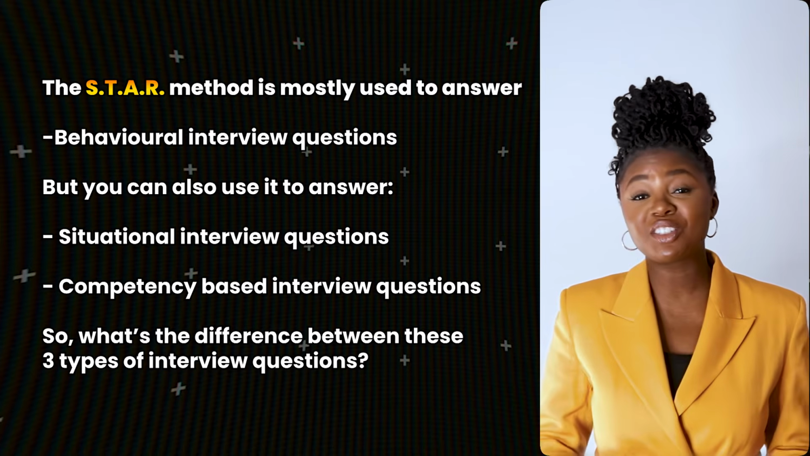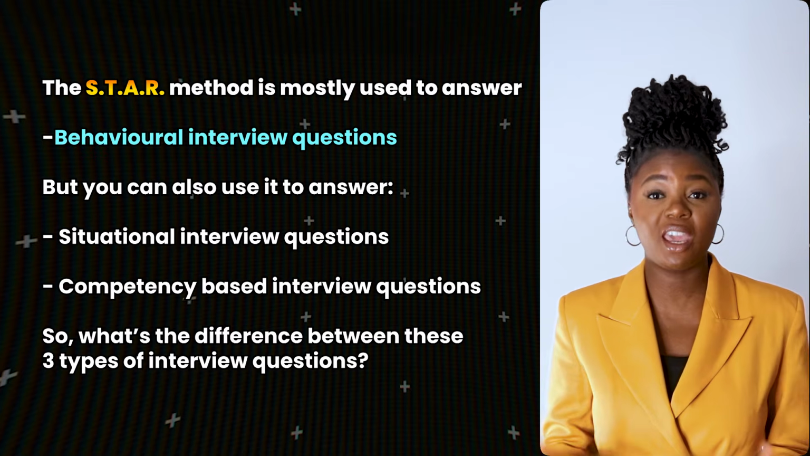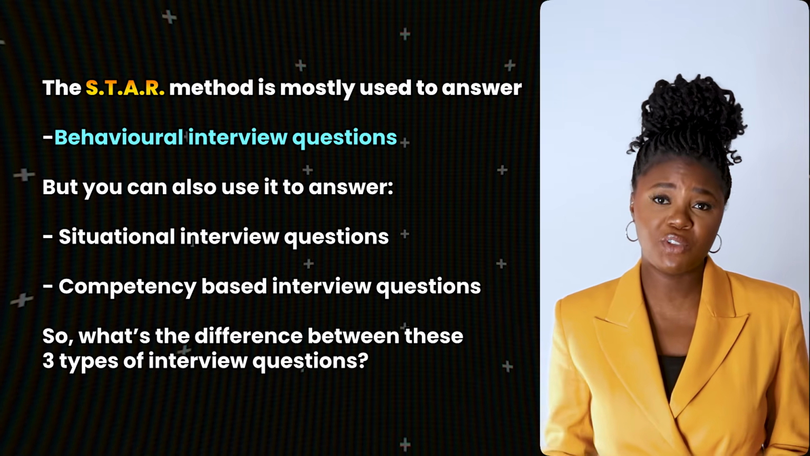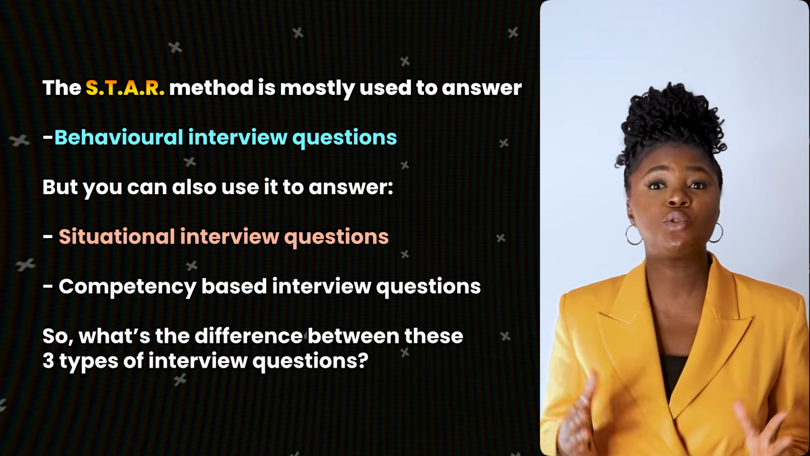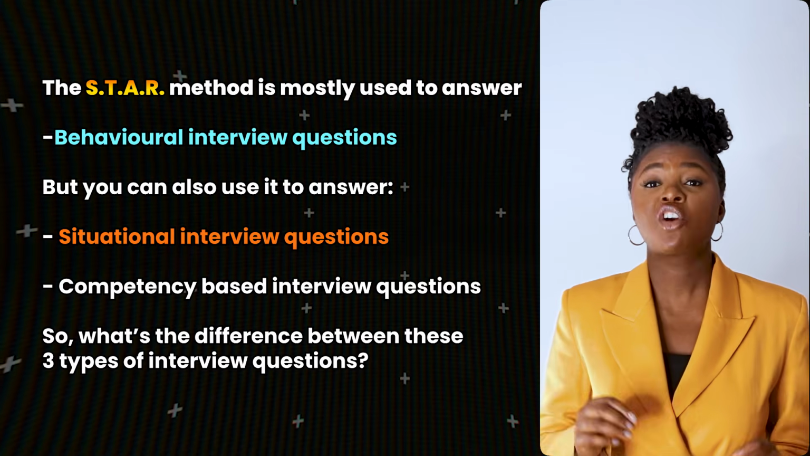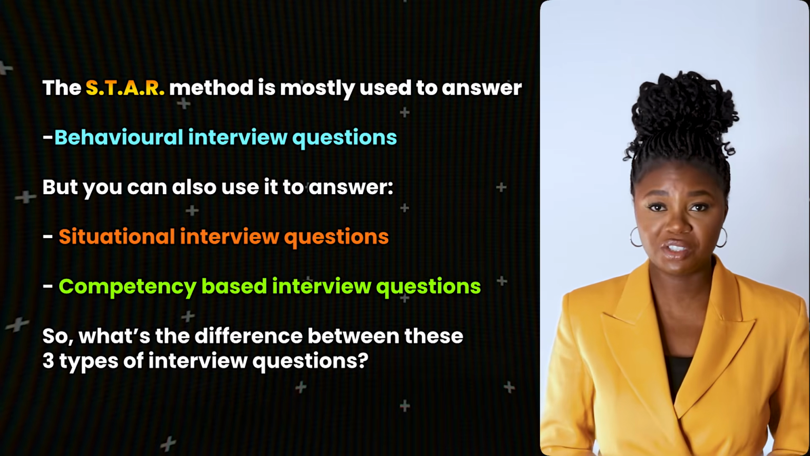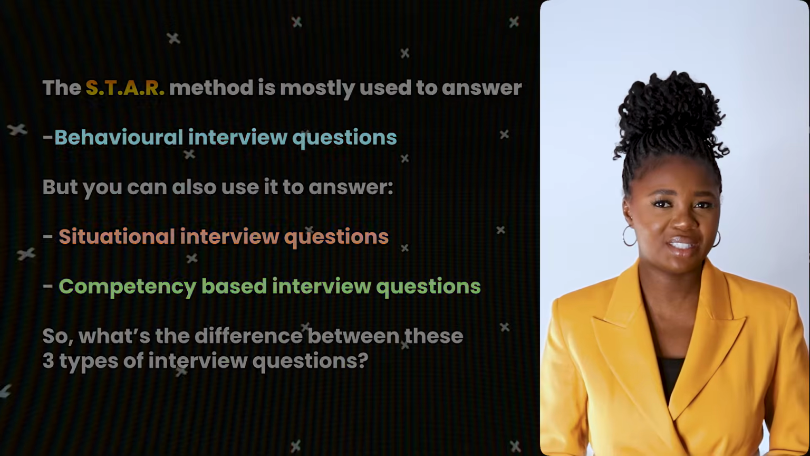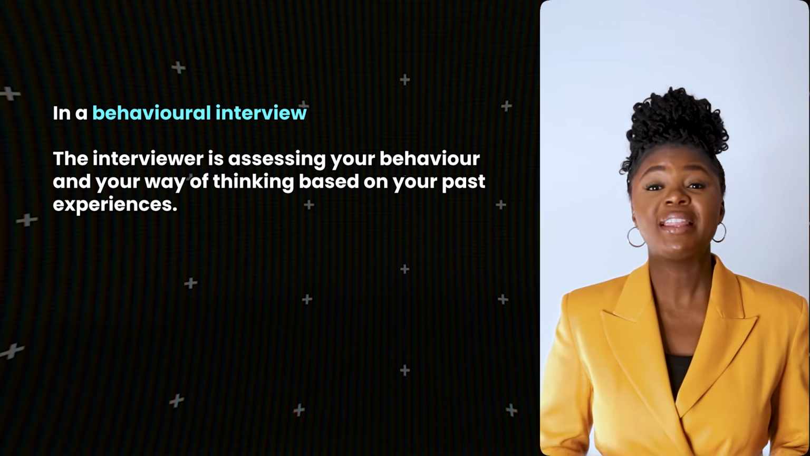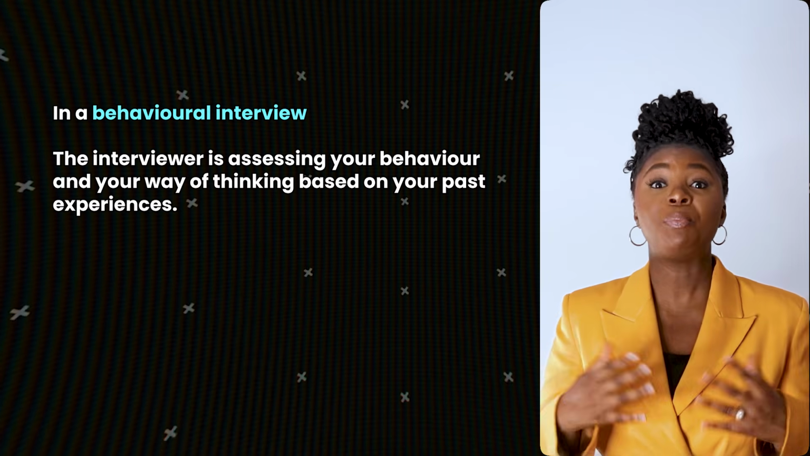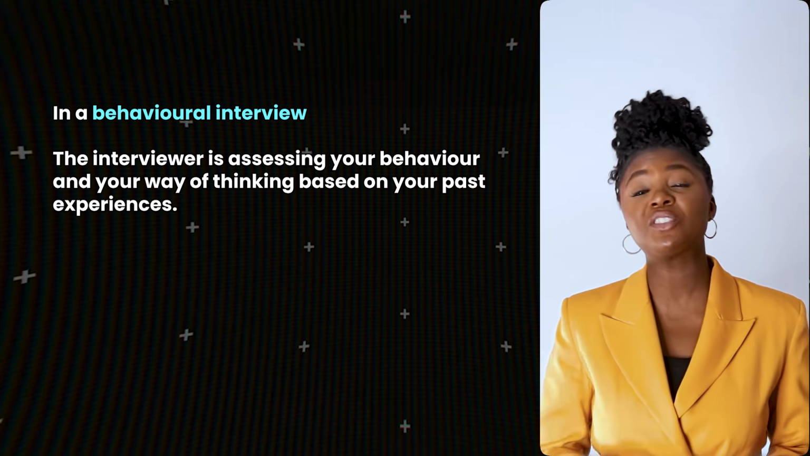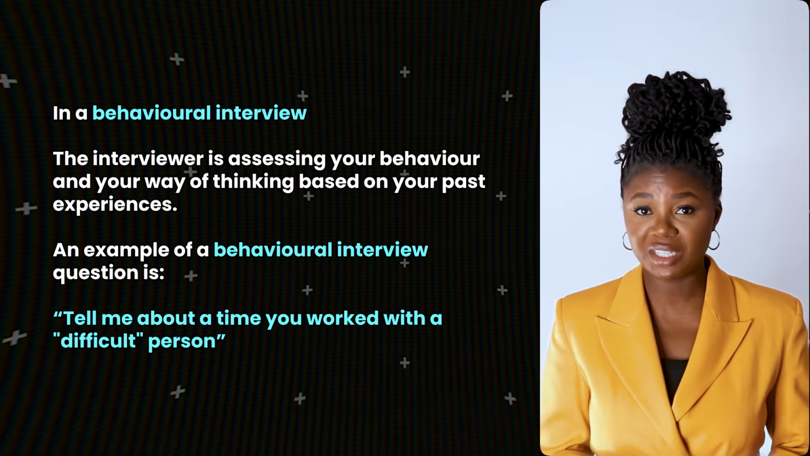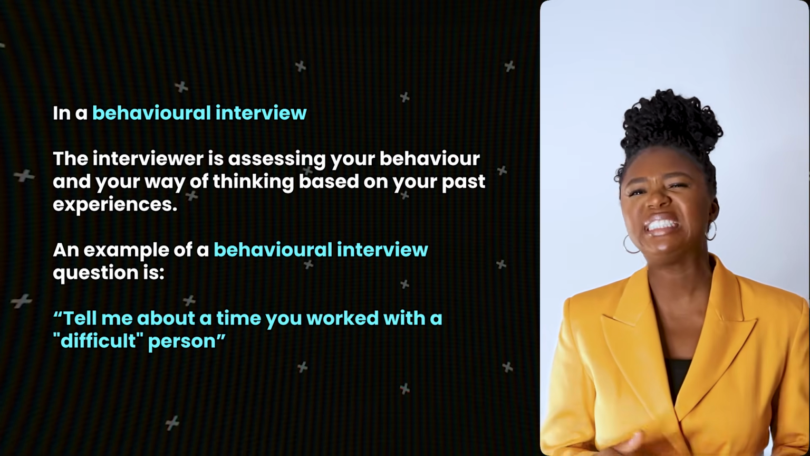As I've already said, the STAR method is used to answer behavioral interview questions, but you could also use it to answer other types of interview questions. These include situational interview questions and competency-based interview questions. So what's the difference between these 3 types of interview questions? In the behavioral interview, the interviewer is assessing your behavior and way of thinking based on past experiences. An example of a behavioral interview question is, tell me about a time you worked with a difficult person.